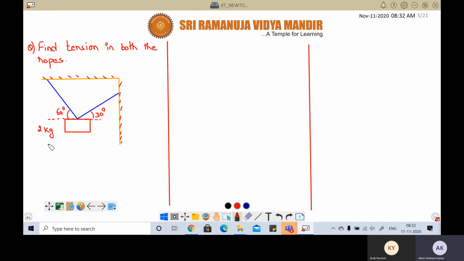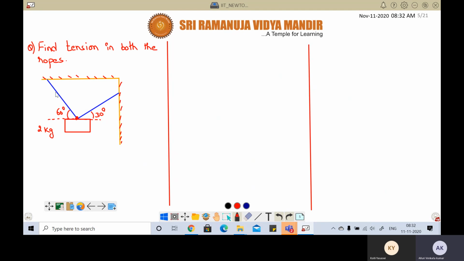Okay. There is a 2 kg block. To that there are two ropes. One is on the left side, one is on the right side. The left side rope is making an angle of 60 degrees. The right side rope is making an angle of 30 degrees.